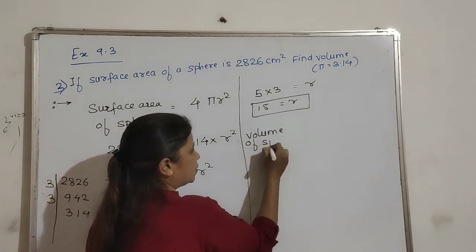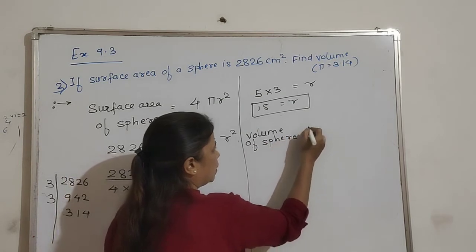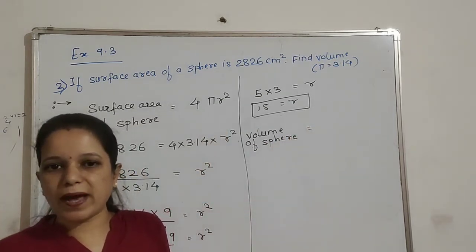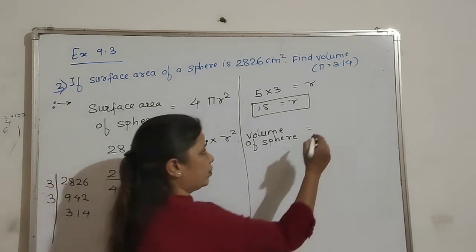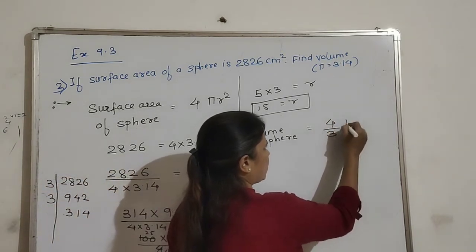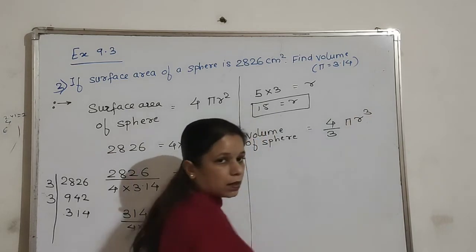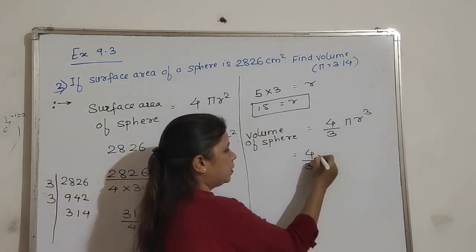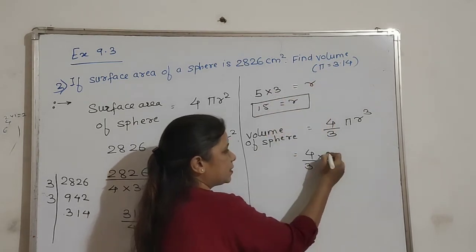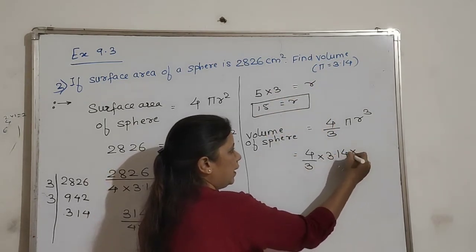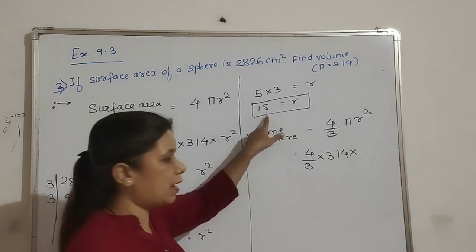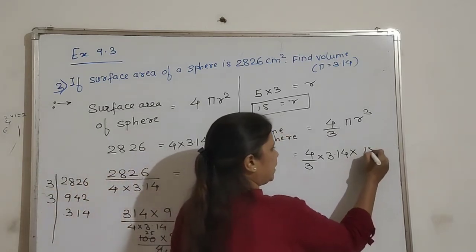Volume of sphere. The formula for volume of sphere is 4 by 3 pi r cube. Very simple calculation. 4 by 3. Value of pi is given as 3.14 into r. We have just calculated r from the formula. So it is 15 cube.